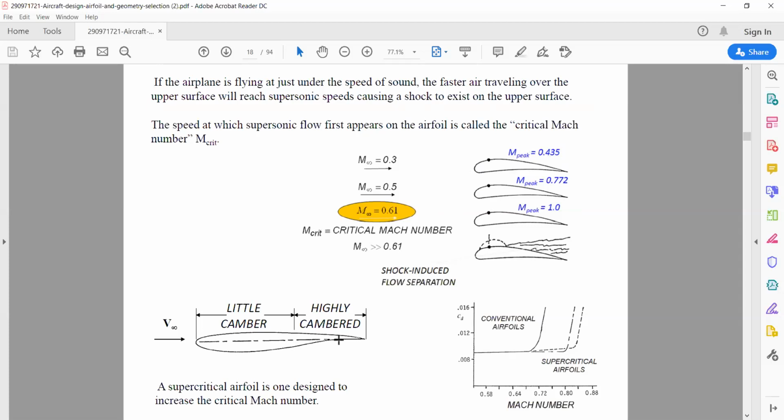Okay, and we can see this is called a camber. You can see the concavity, and at zero angle of attack, how much lift will be generated, we will understand by this concavity. And we can also see the conventional airfoils and supercritical airfoils, and the flow separation, how it occurs with the increase in the angle of attack.